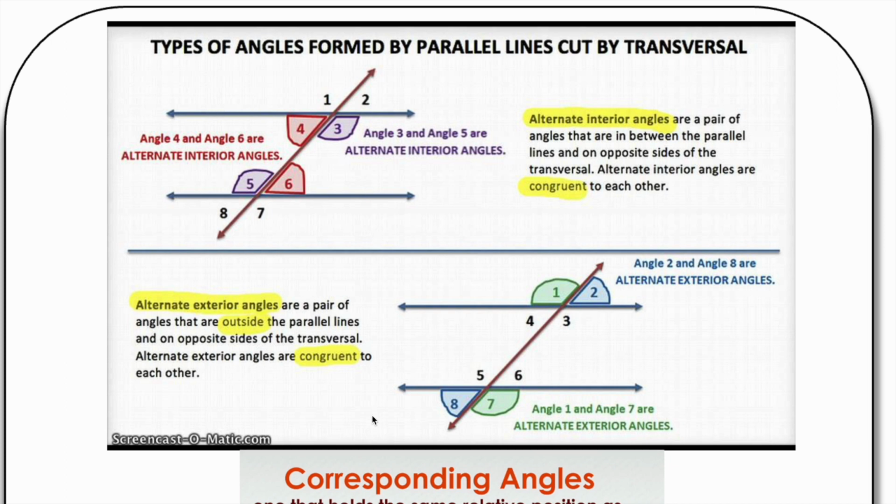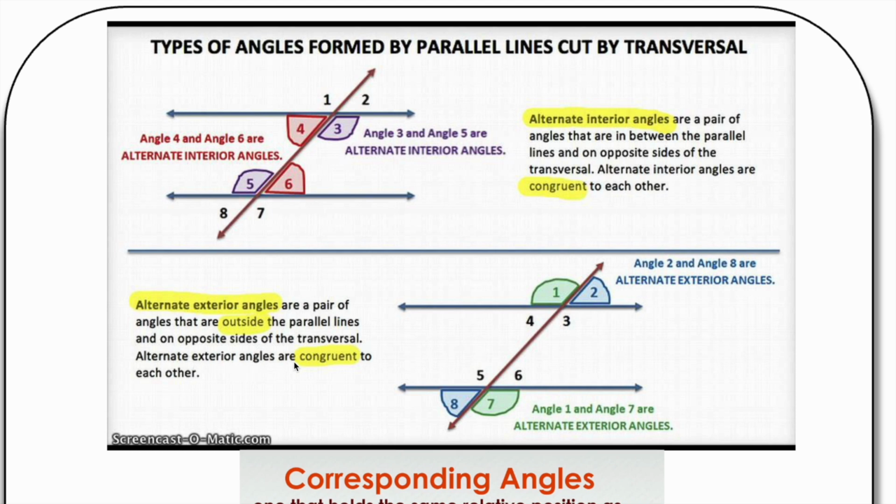So we have a very similar property down here. It's alternate exterior angles. If we just think about the wording, the way this one was worded was alternate interior angles. So they were on different sides of the line, but inside the parallel lines. Now if they're alternate exterior angles, they're still going to be on different sides of that transversal, but now they're going to be outside of the parallel lines, right? So let's go ahead and confirm that. Alternate exterior angles are a pair of angles that are outside the parallel lines and on opposite sides of the transversal. So exactly what we thought.